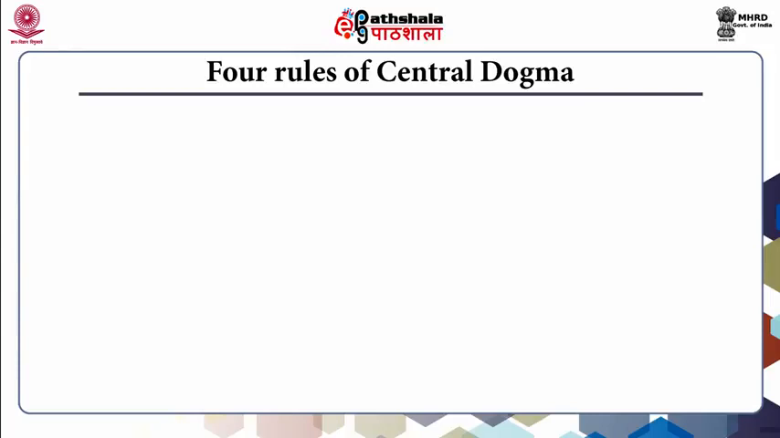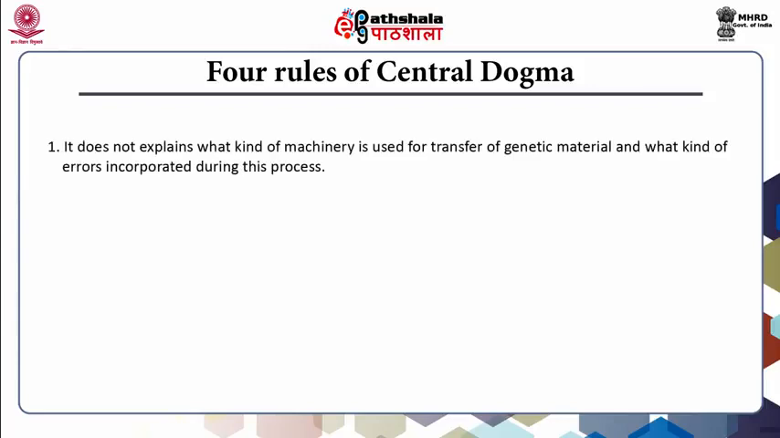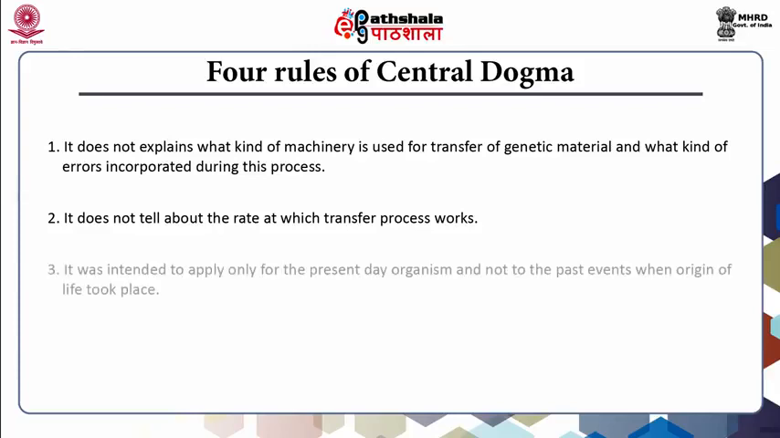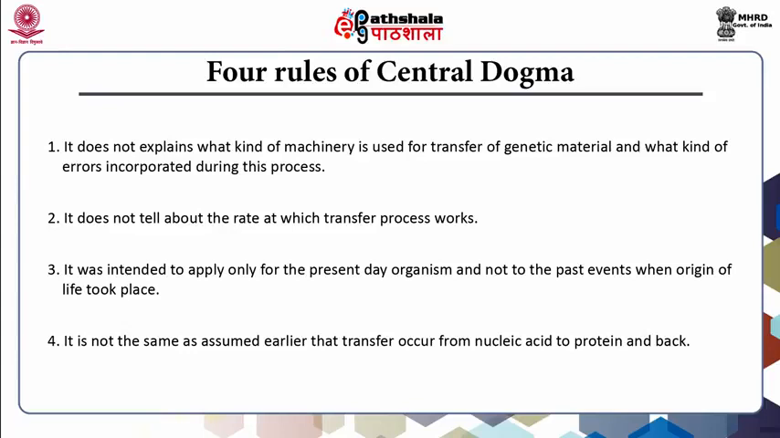Four rules of central dogma. So, these are four basic rules of central dogma. Number 1, it does not explain what kind of machinery is used for transfer of genetic material and what kind of errors are incorporated during this process. Number 2, it does not tell about the rate at which the transfer process works. Number 3, it was intended to apply only to present day organisms and not to past events where the origin of life could have taken place. Fourth, it is not the same as assumed earlier, that the transfer occurs from nucleic acid to protein and back.